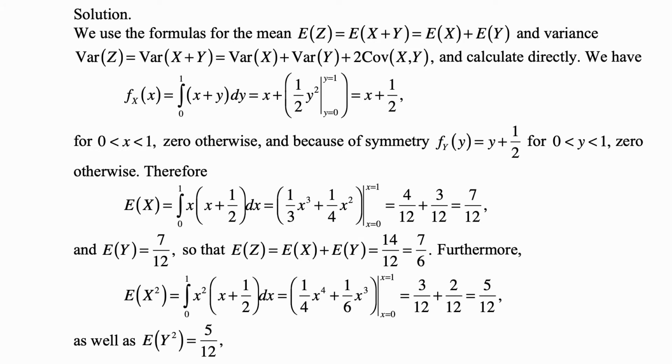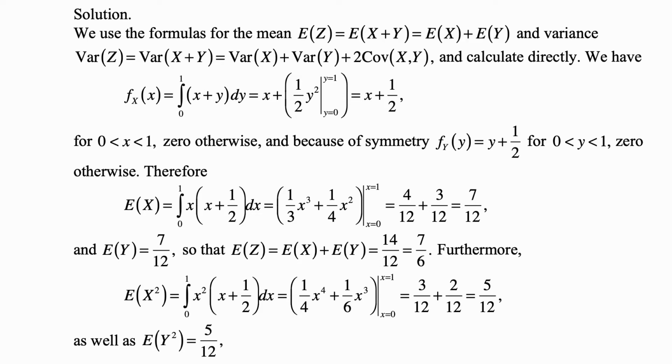And here's the solution. So we use the formulas for the mean. E of z is E of x plus y, so it's E of x plus E of y, and variance. Variance of z is variance of x plus y, which is variance of x plus variance of y, plus two covariances of x,y, and calculate directly.